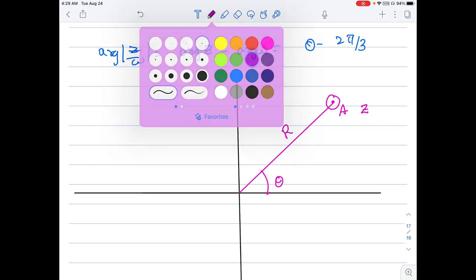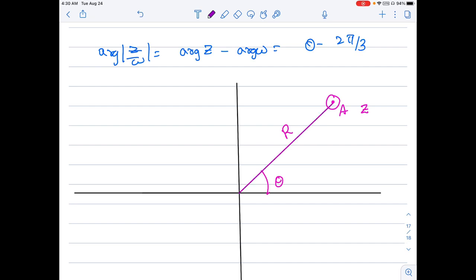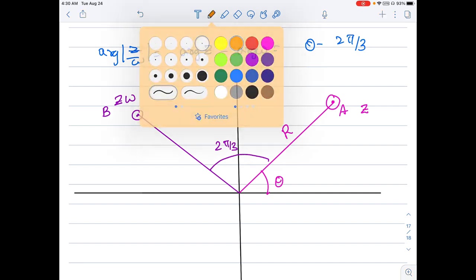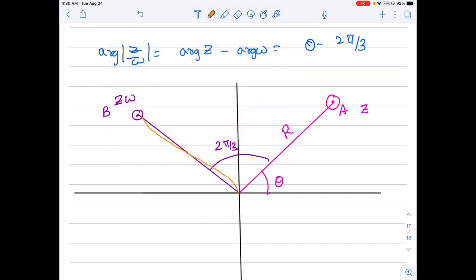z omega also has the same length. So whatever the length is, we take the same length, but at an angle of 2 pi by 3, because we have come to know that it is 2 pi by 3. So we added 120 degrees, 2 pi by 3. So this is B, z omega. Now we take another point, C. Its length is also equal to the same r, and again we add 2 pi by 3.